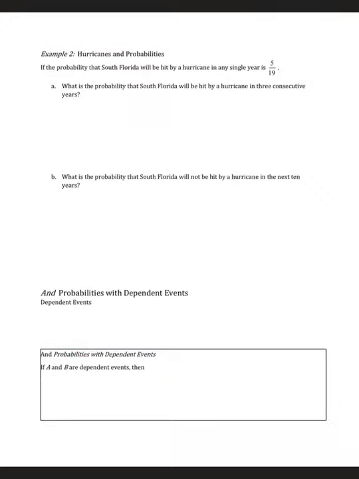Okay, moving on would be like find the probability of this given that. Oops, looks like I went to the next one.